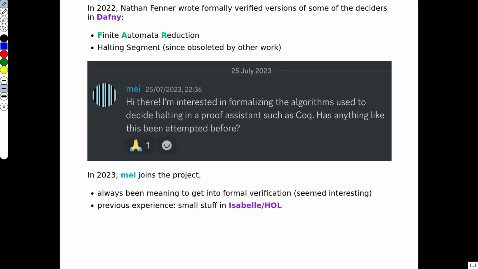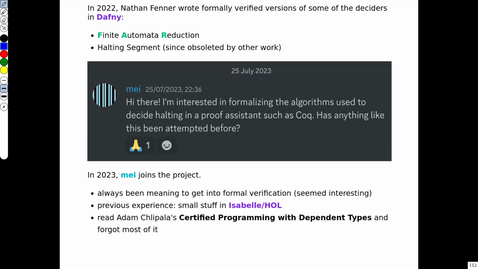At first I started with Isabelle because I found the logic easier to understand at the time. When I was supposed to be paying attention in literature class in high school, I instead was reading Certified Programming with Dependent Types. And I got a few lessons from there that you can find in the code base of today.